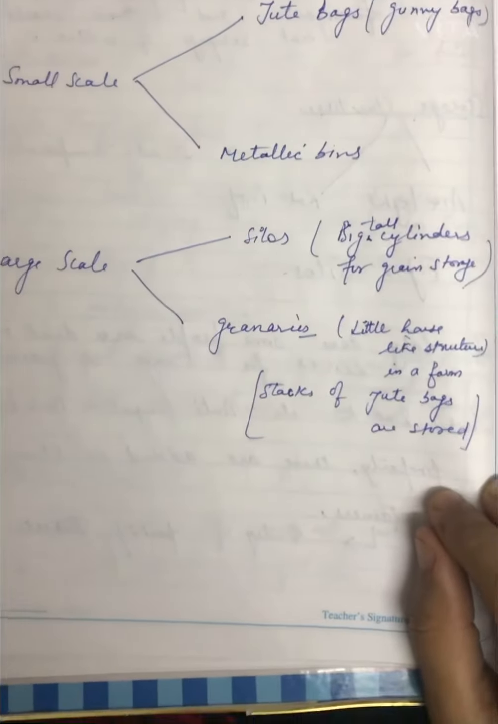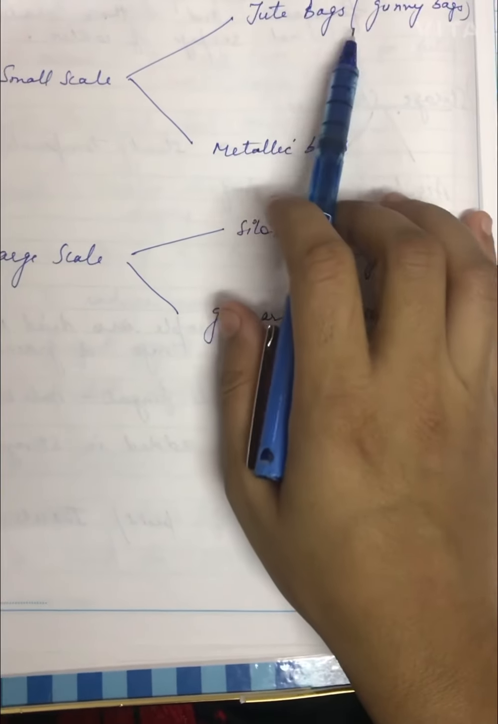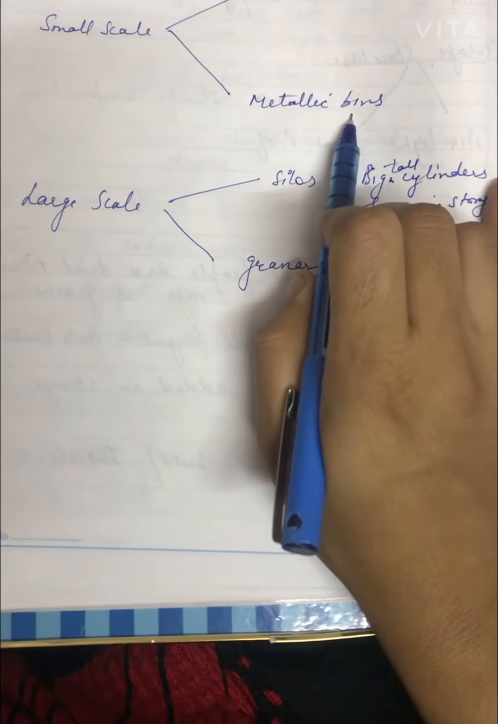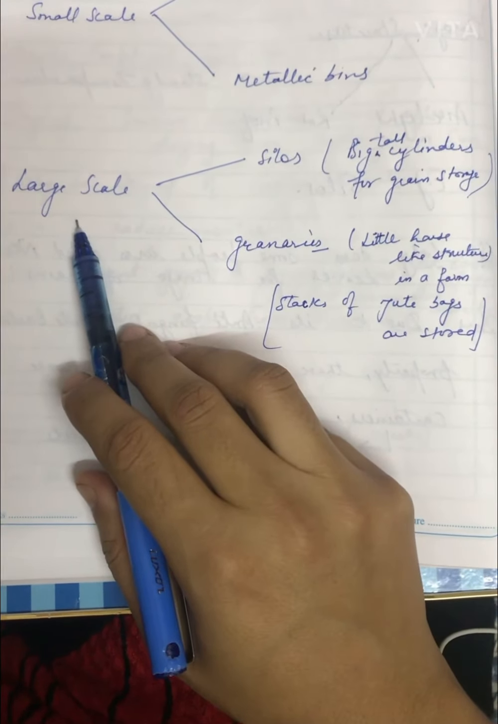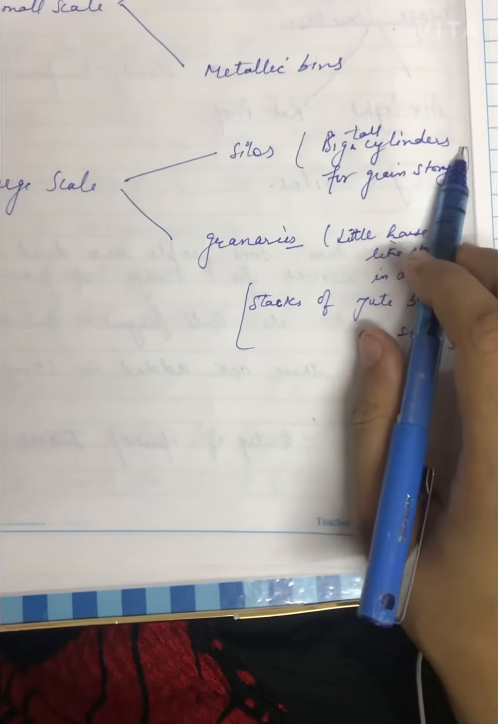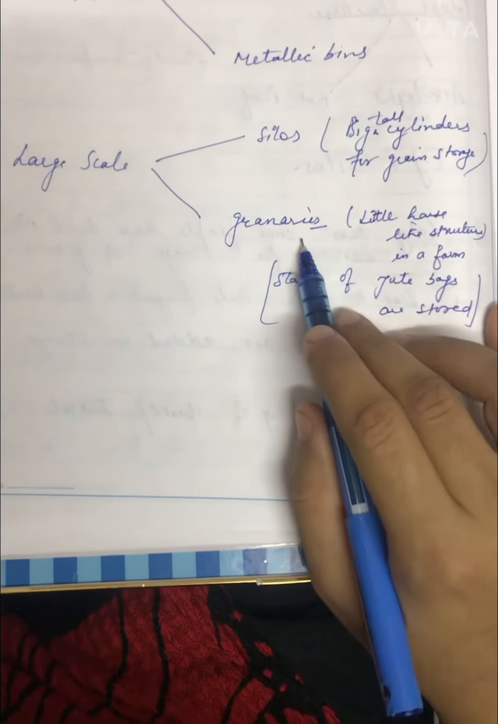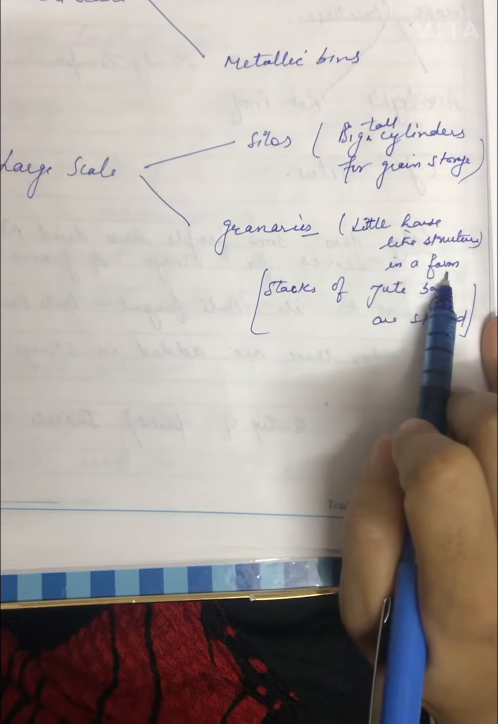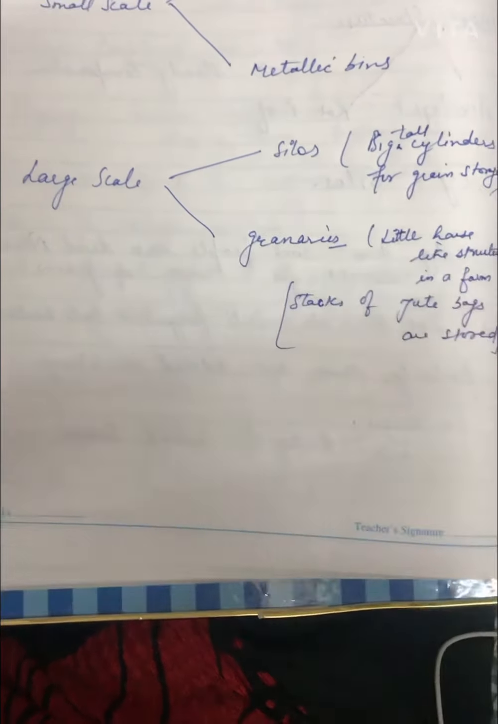Storage. If you're going to store the grain on a small scale, we can use jute bags, they are called gunny bags, or you can use the metallic bins in our homes also. Whereas for the large scale of storage, we are using the silos. They are the big tall cylinders for the storage of grains, and there are the granaries. They are the little house like structures in a farm where the stacks of jute bags are stored.